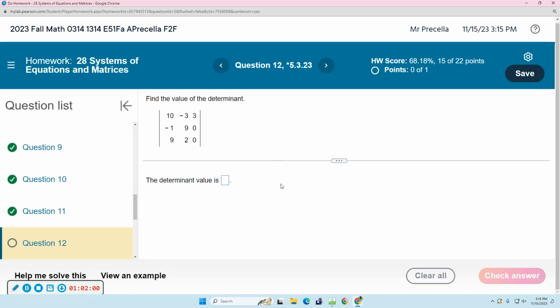Okay. Let's do another 3 by 3. Oh, I like this one. Zeros. And you'll see why. I just think it's a little easier when there's a lot of zeros, because 0 times anything is 0.